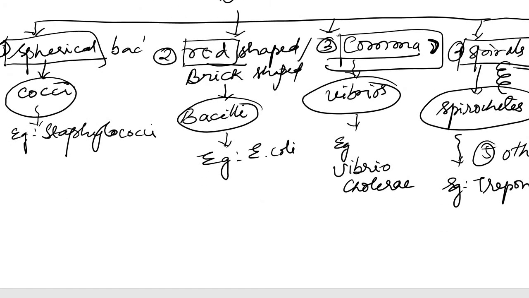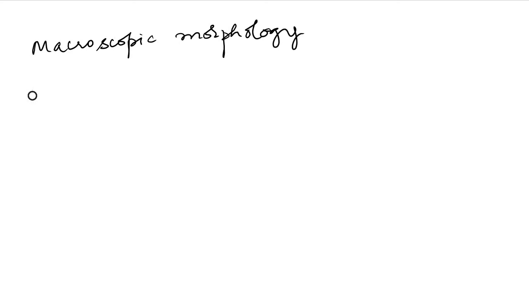Okay, now let's go to the next part. Macroscopic morphology. When we are talking about microbes, why are we talking about macroscopic morphology? When we say micro it is small, and when we say macro it is big. So what do we mean by macroscopic morphology? Here macroscopic morphology refers to colony morphology.